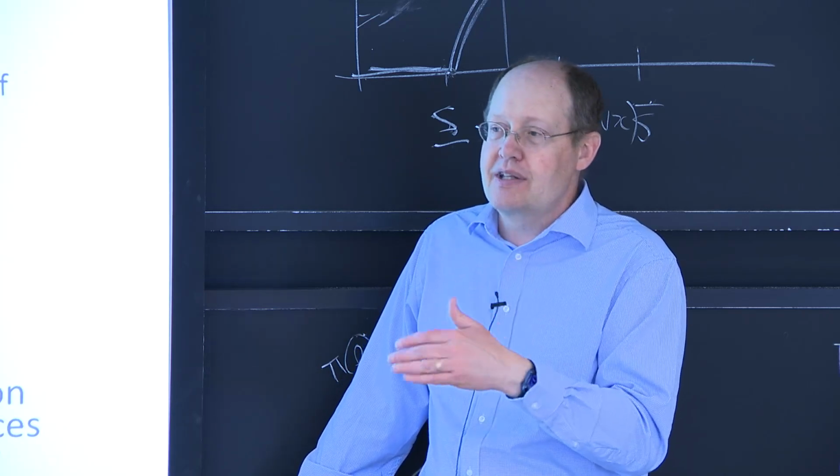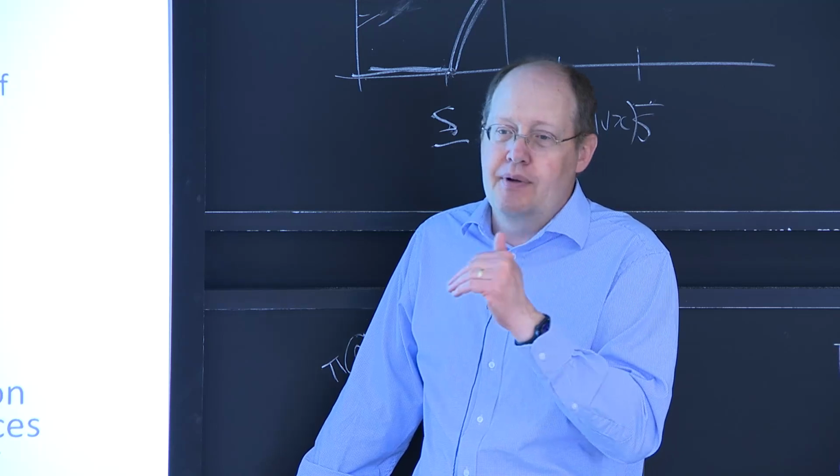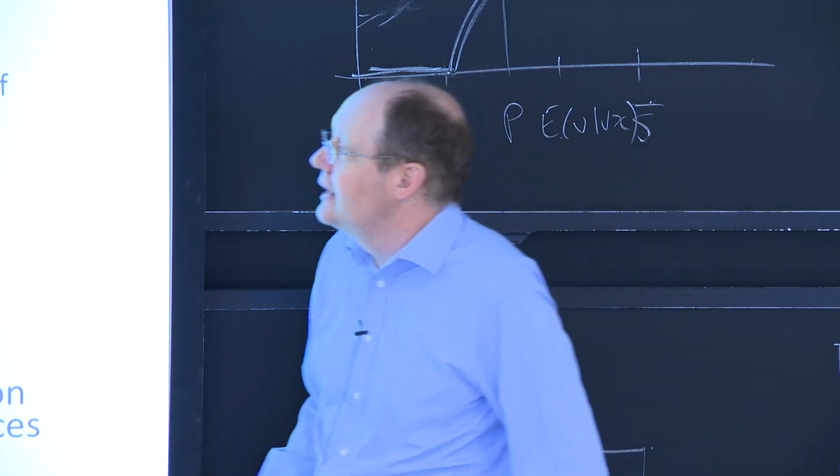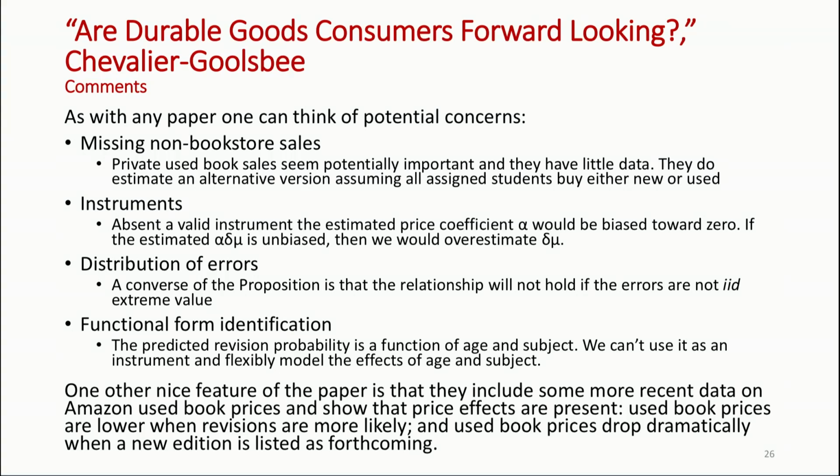There are things you can criticize, but as with any paper, there can be lots of things to criticize, and that's okay as long as you get it out there. So what can I criticize about this one? They have no data on the non-bookstore sales. They have very good data on the bookstore sales they get through the bookstores themselves.